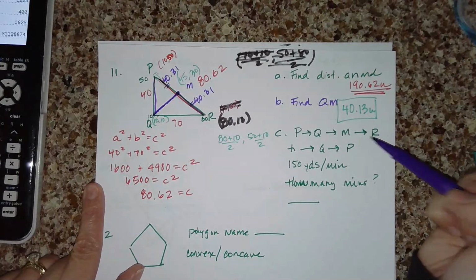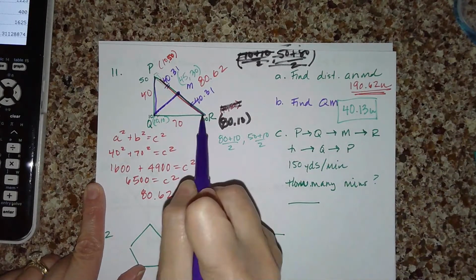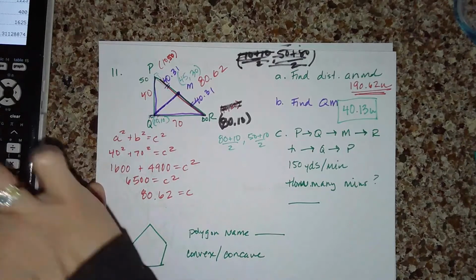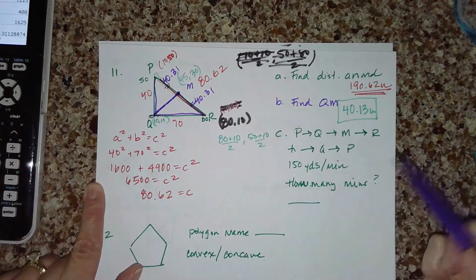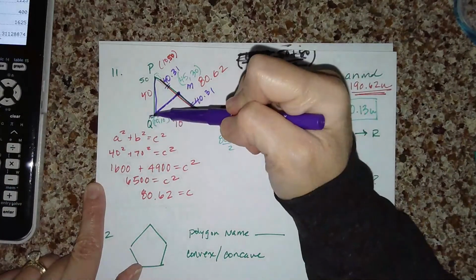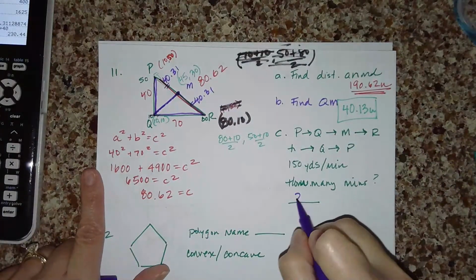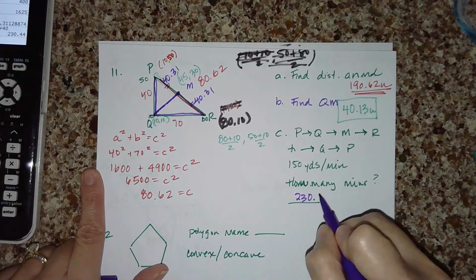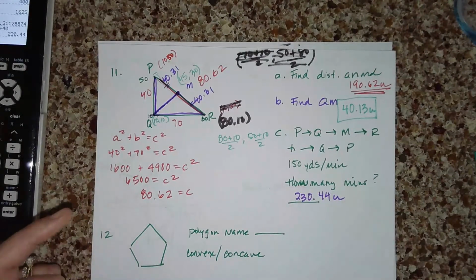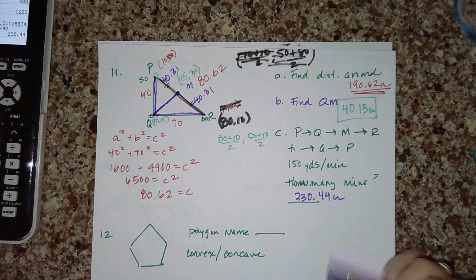plus R to Q, which is 70, plus Q to P. So Q to P is back to 40. Add all those together, and I got a total distance of 230.44 units. Again, very kind of involved question.